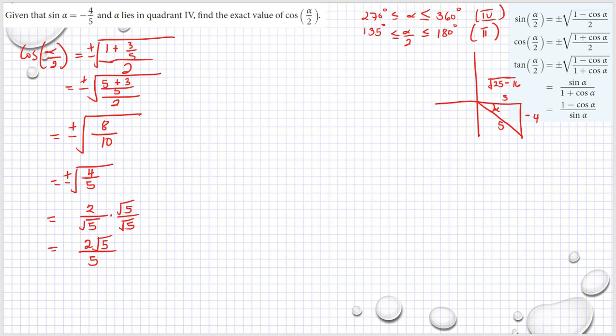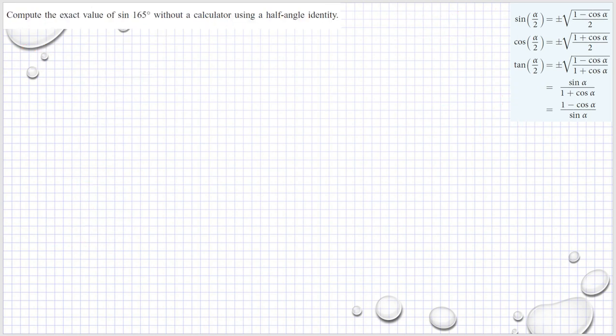Cosine on the second quadrant is negative, so this will become negative. Okay? Next. Compute the exact value of sine 165 without a calculator using a half-angle identity. Okay, let's see.